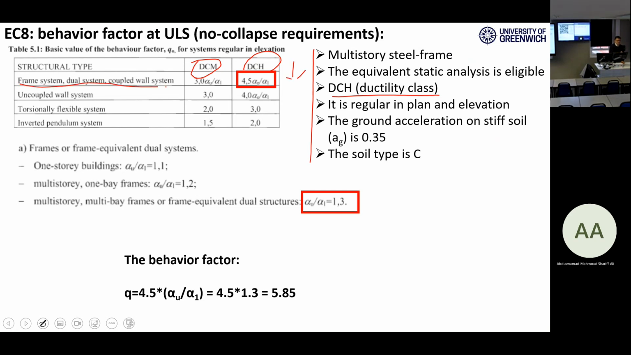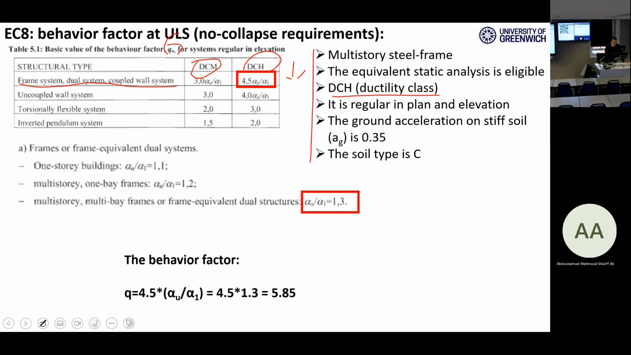And this is my structure: a frame system, wall system, or coupled wall system. Mine is a frame system because it's a multi-story steel structure. So I will calculate Q0. This helps me to get Q0 as 4.5.